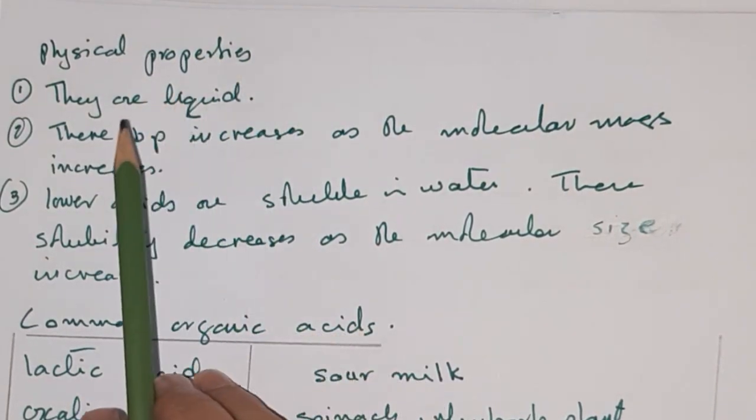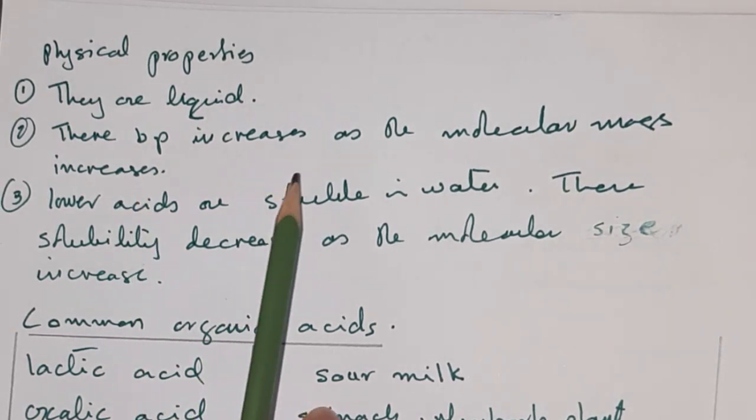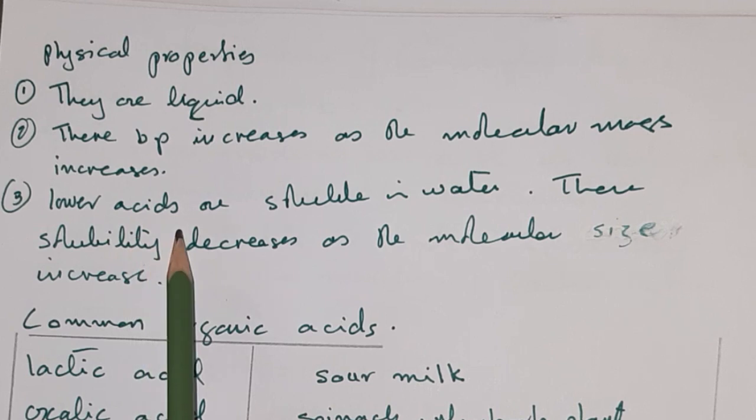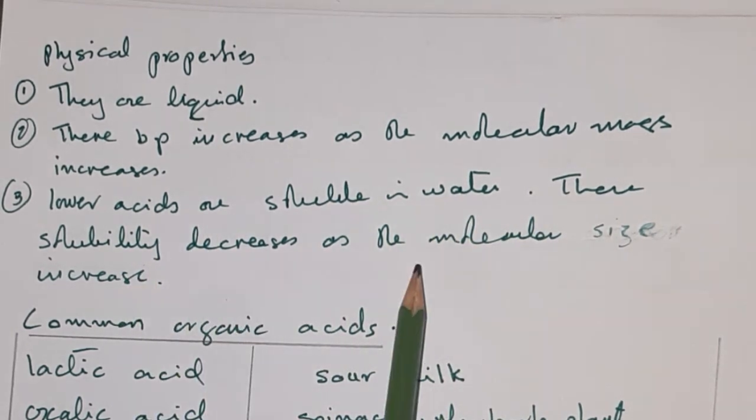Of the acids, they are liquid. Their boiling point increases as the molecular mass increases. Lower acids are soluble in water. Their solubility decreases as the molecular size increases.